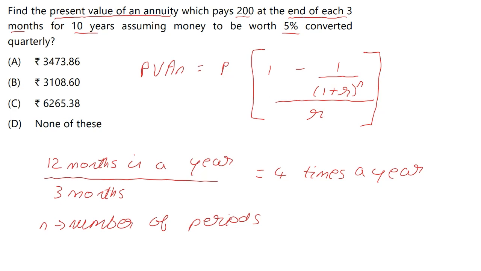Okay, so what is going to happen? I need to find out the number of periods, which will be 4 into the number of years, which is 10. So I get n as 40.